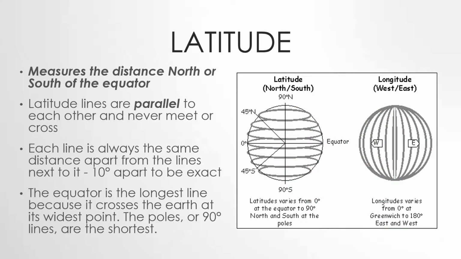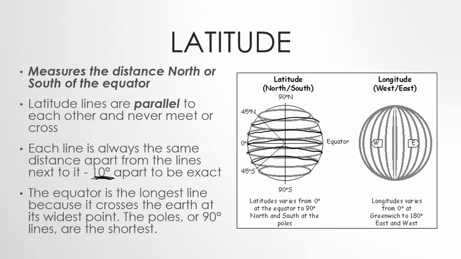Now, these measure the distance north and south of the equator. So if I say 40 degrees north, that's how far I am to the north of the equator line. So these lines are parallel. They never cross each other. If you notice, there's one right here and the other one is right here. These never cross each other. They always stay the same distance apart. It's exactly 10 degrees apart between each line of latitude.